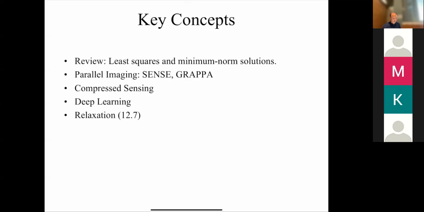So today we are going to review a little bit of what we did last time, since that was a long time ago. So we're going to do least squares and minimum norm solutions. We're going to get into parallel imaging, compressed sensing, deep learning, and if we're lucky, we'll get to relaxation. We'll see how far we get today.